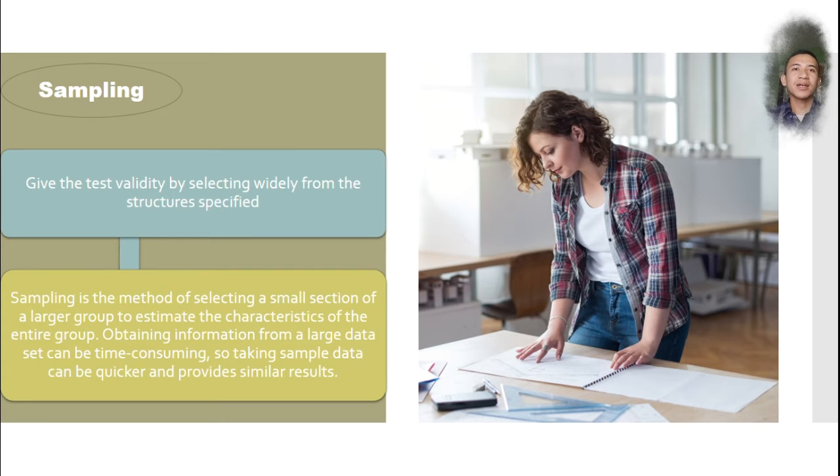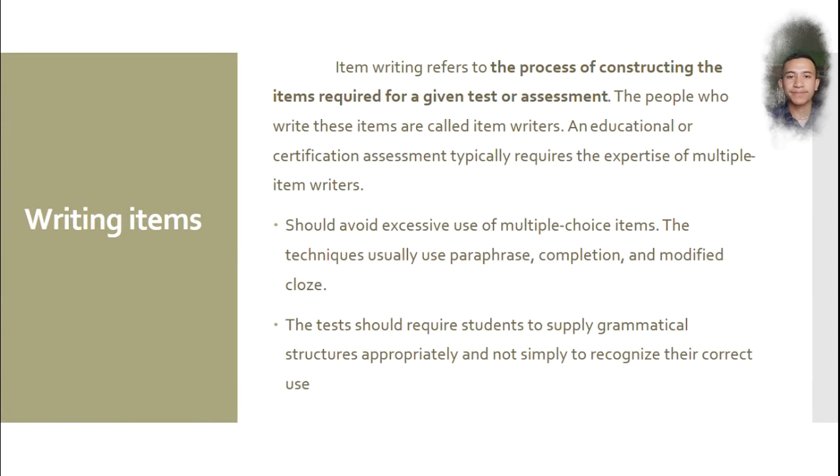Sampling. Give the test validity by selecting widely from the structures specified. Sampling is the method of selecting a small section of a large group to estimate the characteristics of the entire group. Obtaining information from a large data set can be time-consuming. So checking sample data can be quicker and provides similar results.